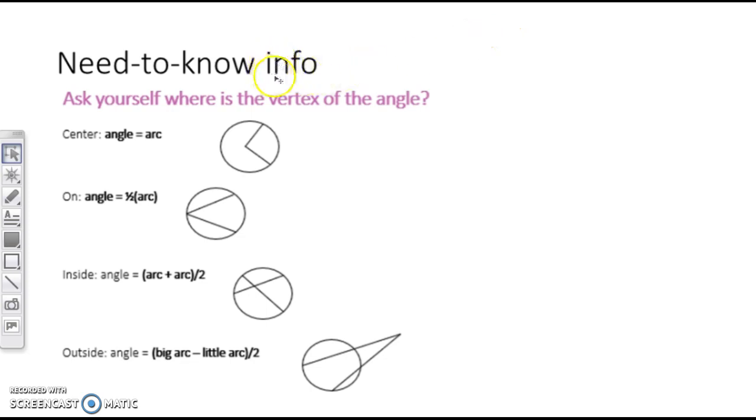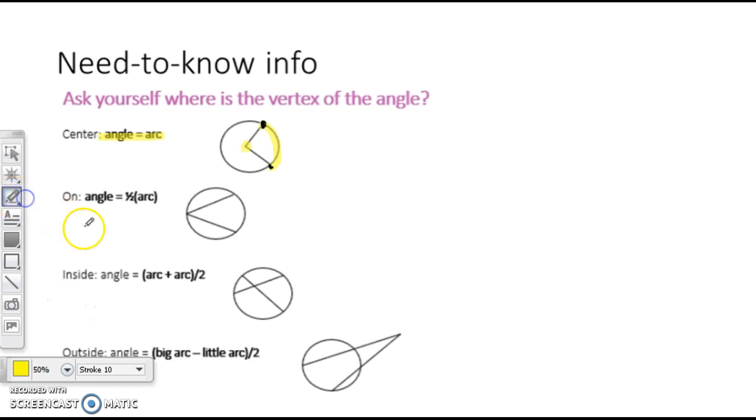Alright, your need to know info. Every single time you see one of these problems, the first question you should ask yourself is, where is the vertex of the angle that I'm looking at? If the vertex of the angle is in the center of the circle, then your formula is angle equals arc. This angle here is going to be the same measure as the arc that it intercepts. Remember, the intercepted arc is just the arc that is between those two endpoints.